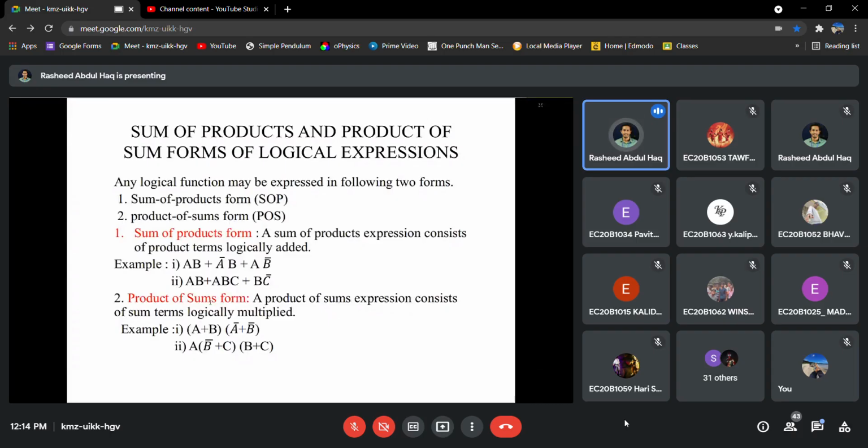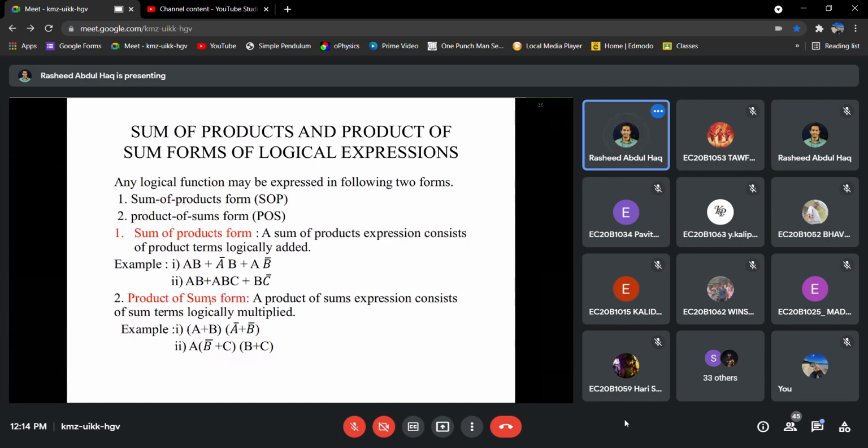What is product of sum? These are logical expressions which can be used in different ways, like with gates, doing some minimization, etc. Like AB plus A bar B plus, for this example, if you consider.